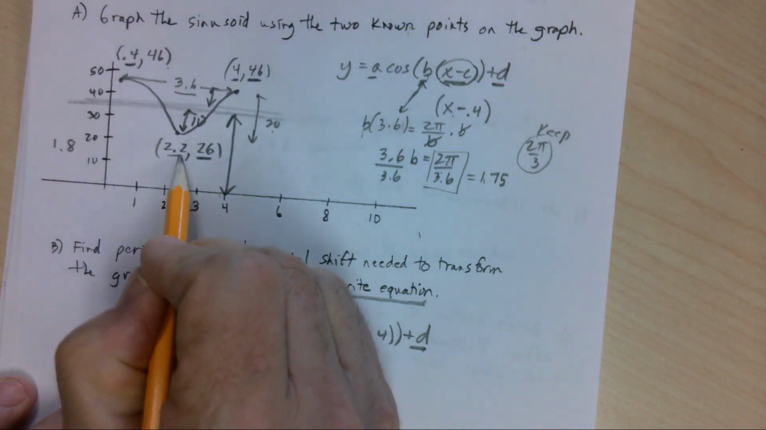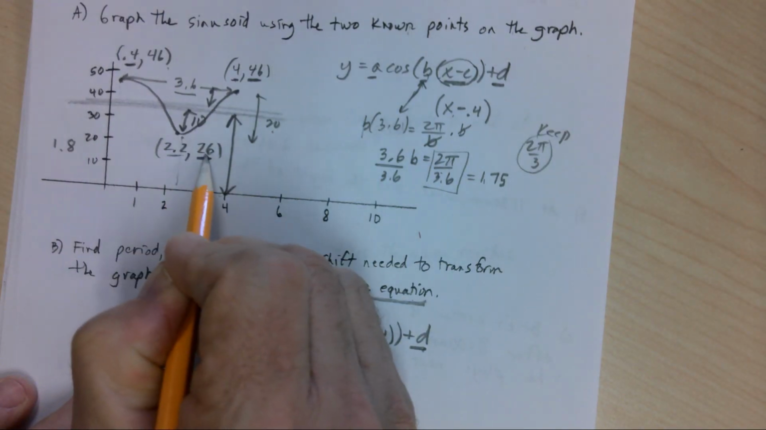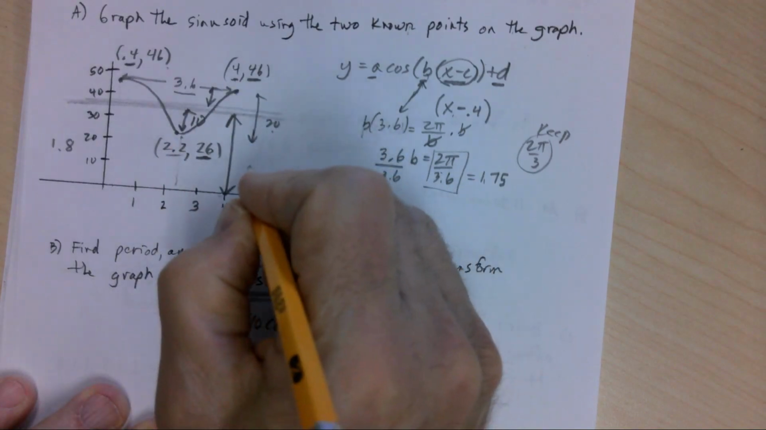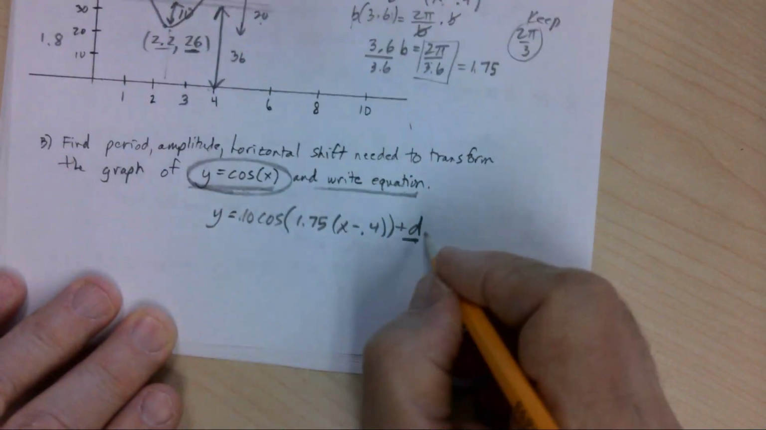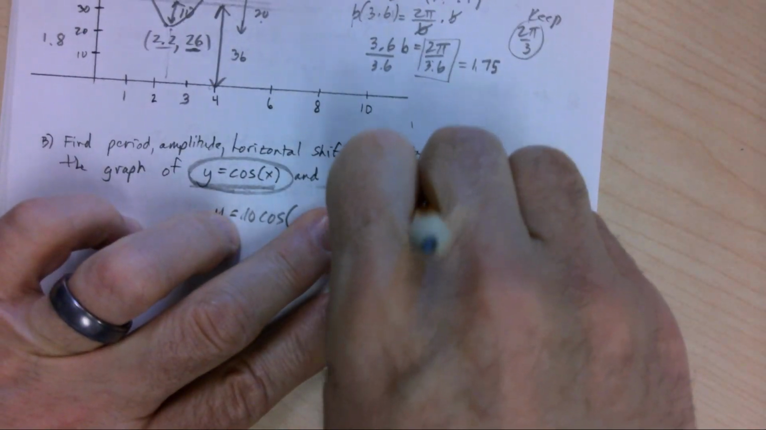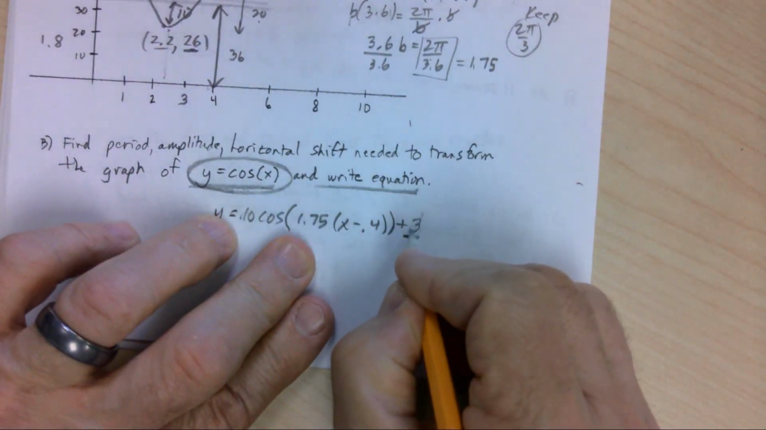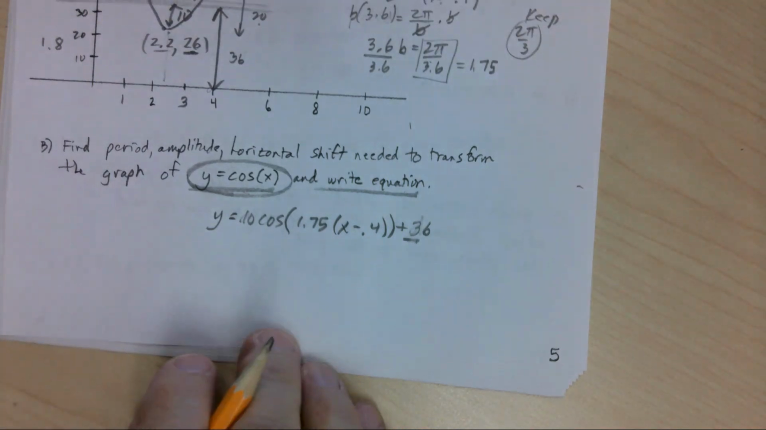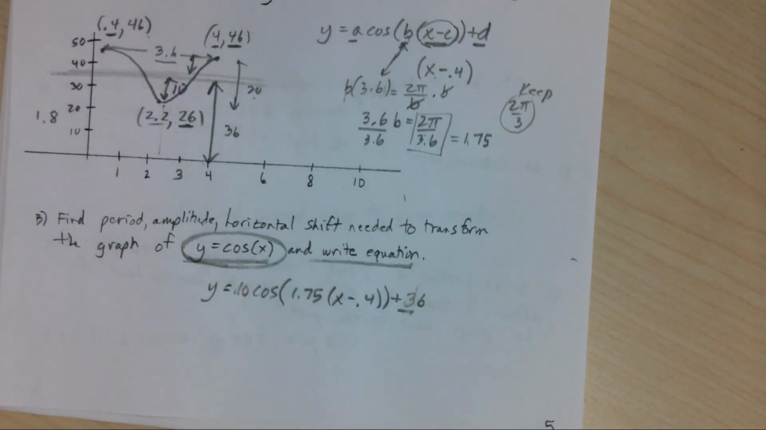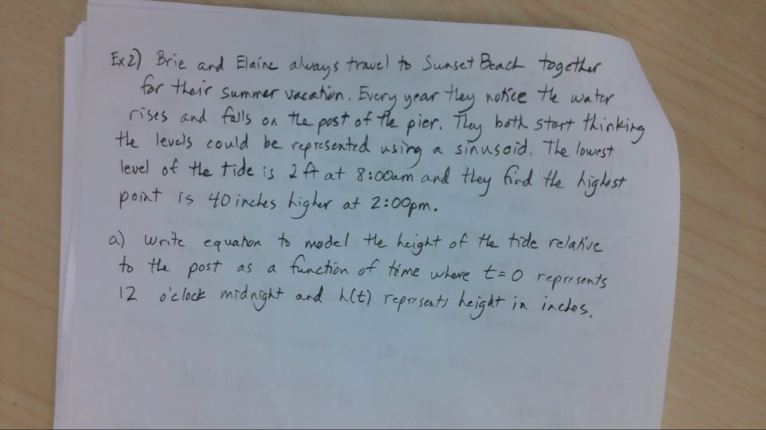Well, it's 26 to that point right here, and then another 10. So that'd be 36. So I got to put a 36 right in there. That ends problem number 1 from our note packet. All right, problem number 2.